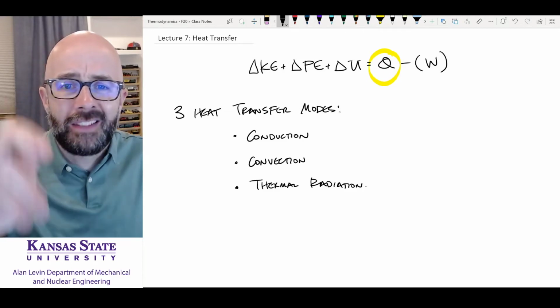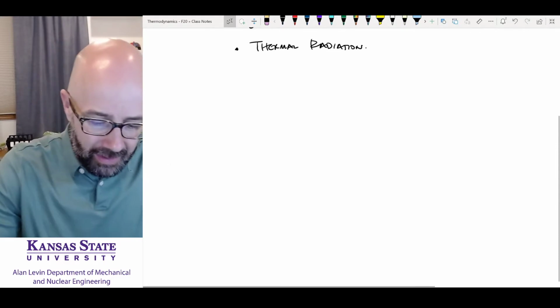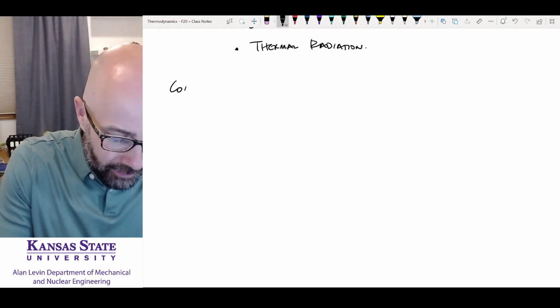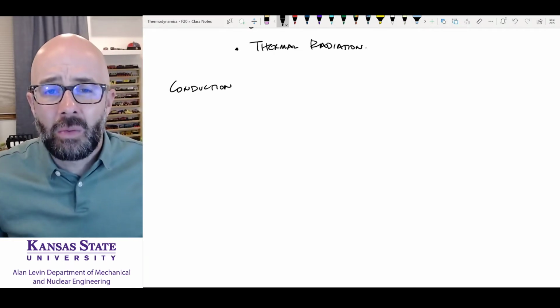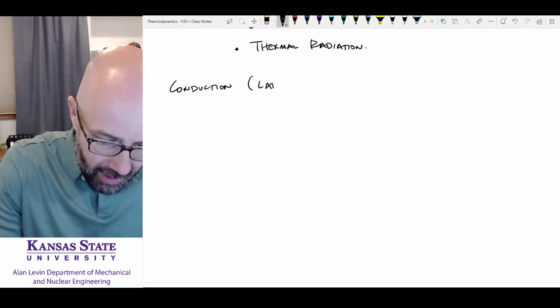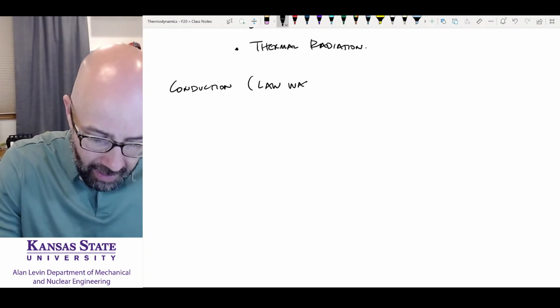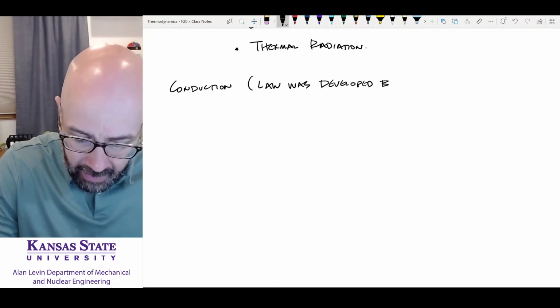Okay, so the amazing thing that you just saw there was talking about conduction. So let's go and develop conduction. The equation of conduction was developed by observation. So this law was developed by observation.